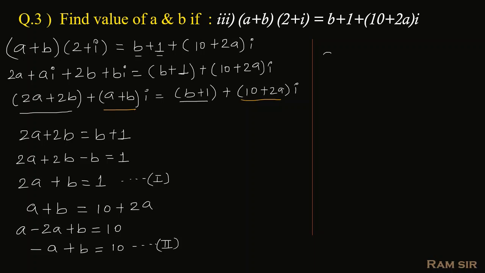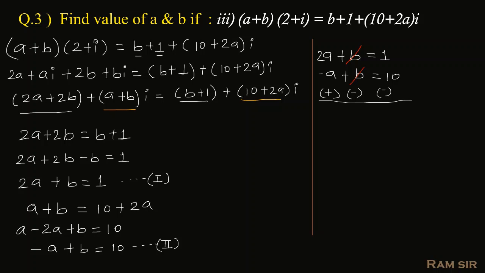The first one is 2a plus b is equal to 1. Below that, the second equation which we have is minus a plus b is equal to 10. So when we subtract them, we will get the value of a and b. So this minus becomes plus since we are subtracting, plus becomes minus, and this plus becomes minus. So in the next step we can cancel plus b and minus b. It's a simple two linear equation solving.